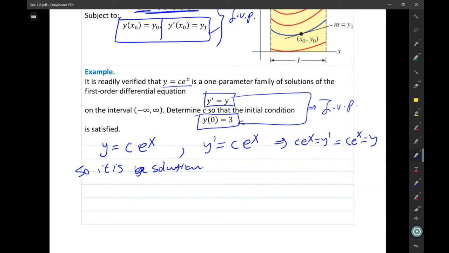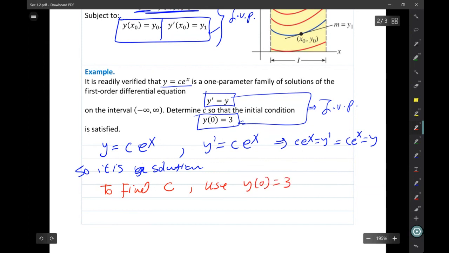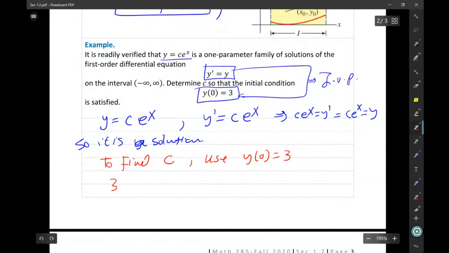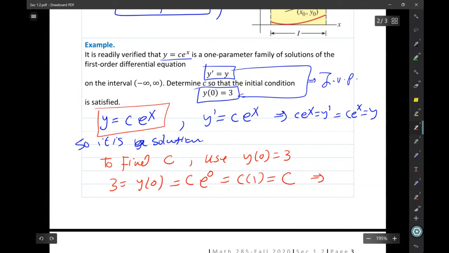But I need to find the constant c. Use the initial condition, y of 0 is equal to 3. In your solution, y, substitute x equal to 0. It becomes c e to the power 0, which is c times 1, which is c. Therefore, the value of c is equal to 3.